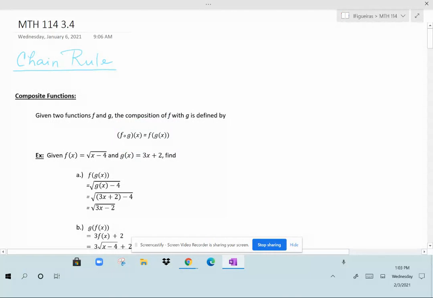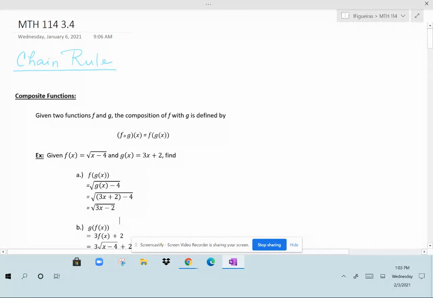For example, if I wanted to know what f of g of x is when f of x is the square root of x minus 4 and g of x is 3x plus 2, that means that g of x is the input into the variable for f of x. So it would look like this, the square root of g of x minus 4, but we know that g of x is 3x plus 2, and when you combine the 2 minus the 4, you get that f of g of x is the composite function square root of 3x minus 2.